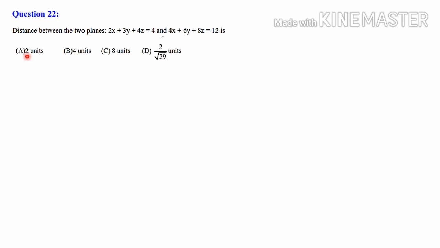Next we shall discuss question number 22. Distance between two planes 2x plus 3y plus 4z is equal to 4 and 4x plus 6y plus 8z is equal to 12 is, four options are there: 2 units, 4 units, 8 units and 2 by root 29 units. We have to find out the correct option. So here something we have to do with the equation.